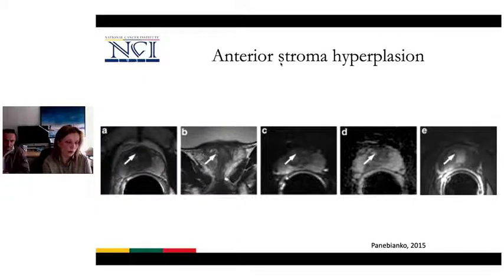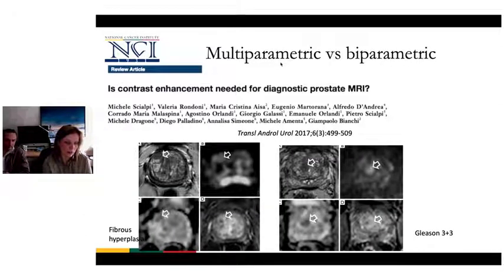So in conclusion, to differentiate between cancer and some anatomical structures, as you see, contrast enhanced images help us. And this is the discussion about multiparametric versus biparametric. If you know anatomy really well, and if you are an experienced radiologist, maybe it could be possible to use biparametric MRI, but I think we'll talk about it in our discussion.